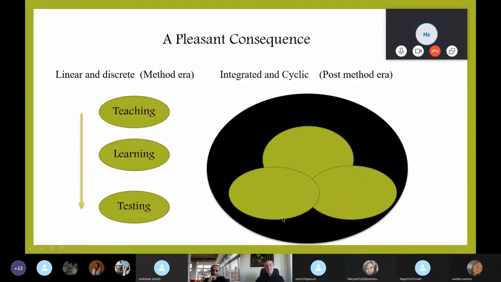But this is a pleasant consequence of the post-method era, where within the context of curriculum, this big circle is your curriculum or instructional context, where you have teaching. Look, teaching is not separate from learning, and learning is not separate from assessing. You see, they have some commonalities here. This does not mean that they are the same thing, but they share some fundamental components. When you are teaching, you have an eye on how students learn. When students learn, you have an eye on how students show their learning, or assessment.